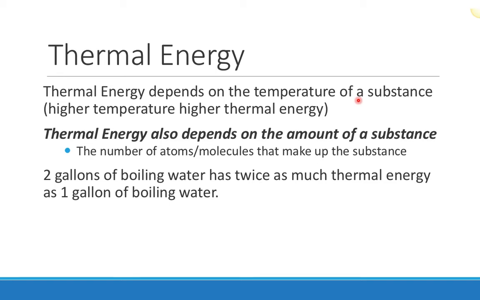There's a different amount of material in 2 gallons of water, right? There's twice as much mass of boiling water, twice as many atoms or molecules in 2 gallons of boiling water compared to 1 gallon, and therefore there's twice as much thermal energy. So when we think about internal energy or thermal energy, they both are basically the same thing. You have to remember that it depends on temperature, but also depends on how much of the actual substance that you have.